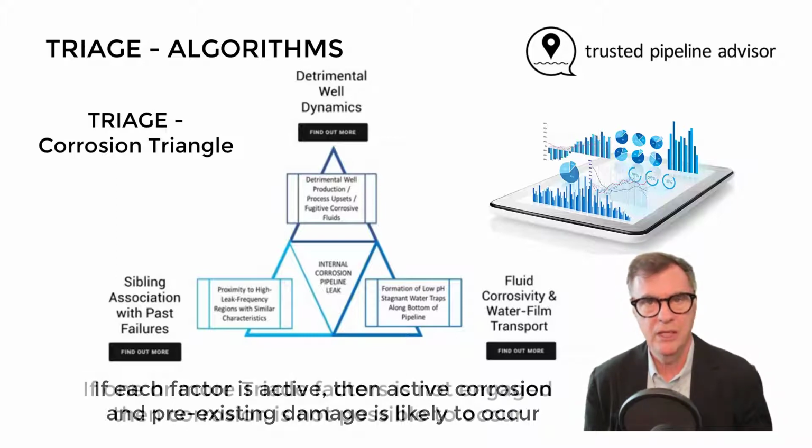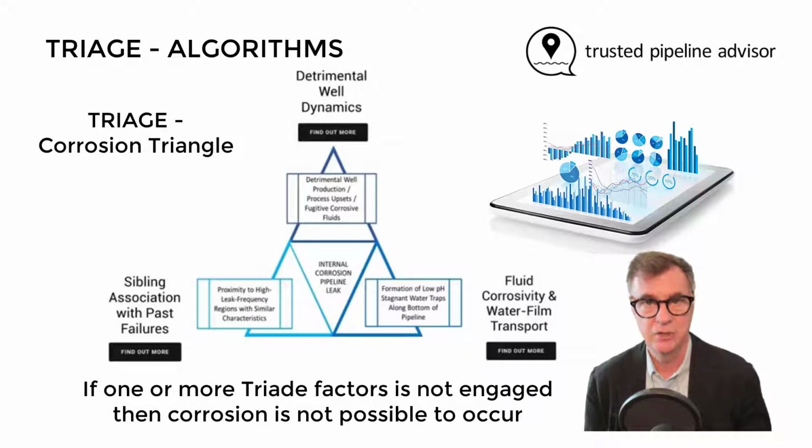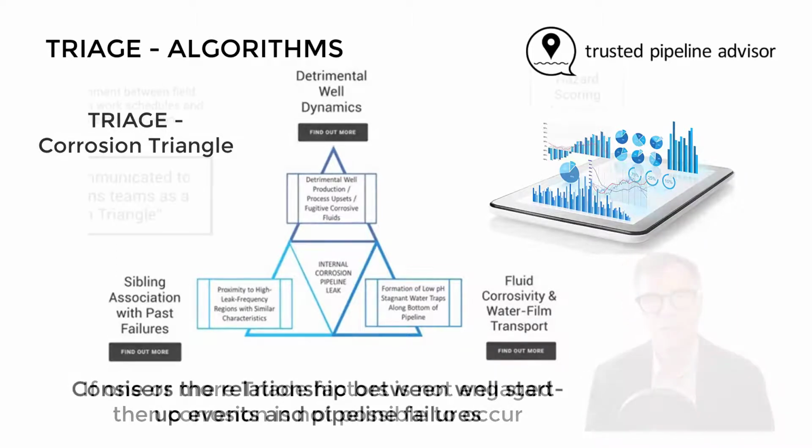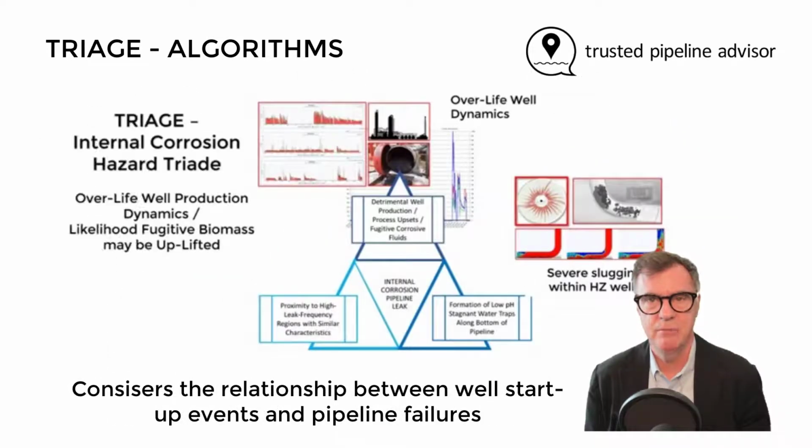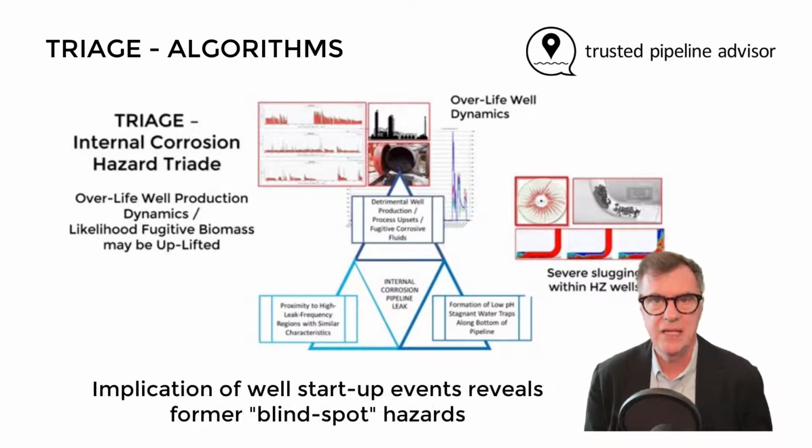If one or more of the 3 contributing factors has not been engaged during the operating lifetime of a specific pipeline, we are able to classify that pipeline as not vulnerable to corrosion, with the likelihood of a failure event essentially 0. TRIAGE is the only hazard assessment model that considers non-routine production patterns from upstream wells. This is where we consider former blind spot hazards, the hazard attributed to upstream well behavior.